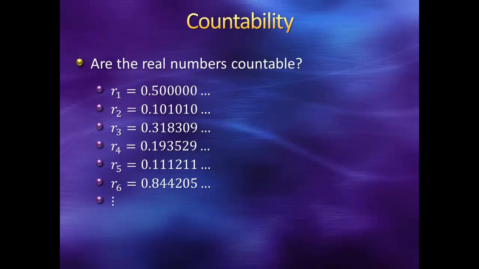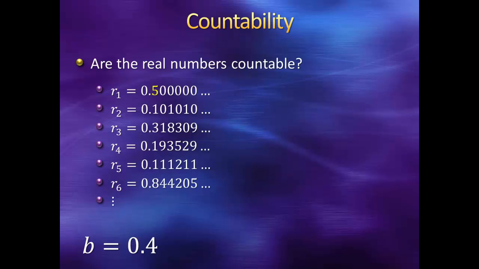Now, to make things interesting, I'm going to introduce a little rule to create a new number b out of the ones in the list. We'll say that b starts off as 0 point something to make sure it's between 0 and 1. And then the rule goes like this. For the nth number in the list, look at the nth digit. If the nth digit of that number is anything but 5, we'll say that the nth digit of b is 5. If the nth digit of that number is 5, though, we'll say that the nth digit of b is 4.